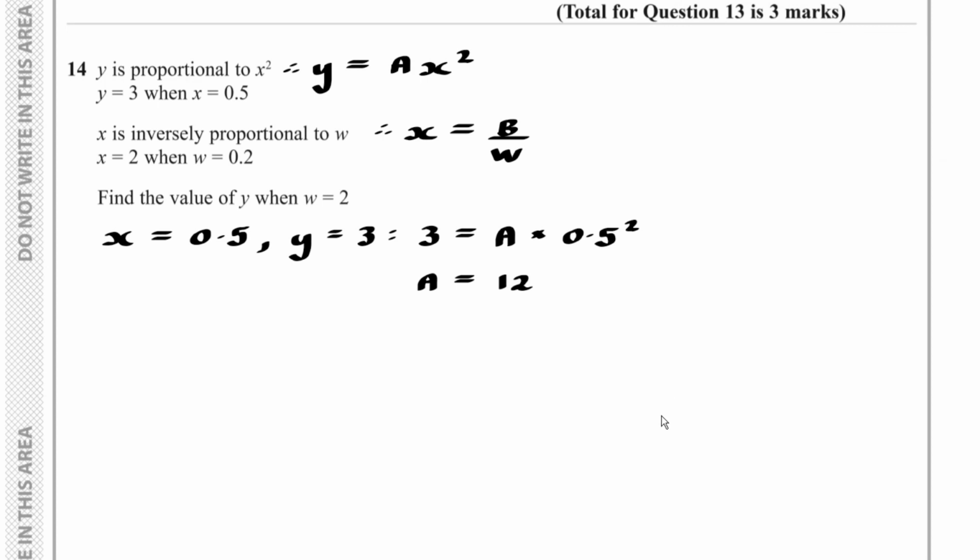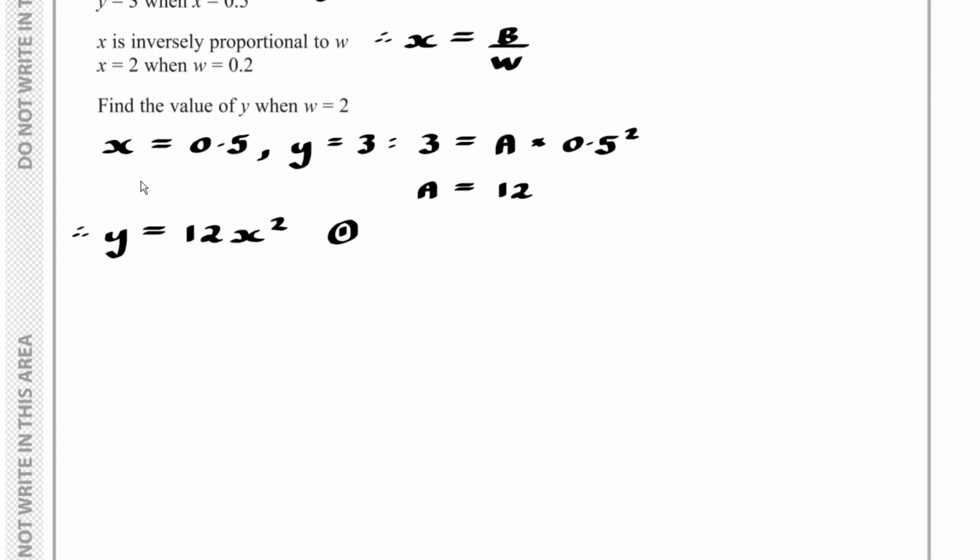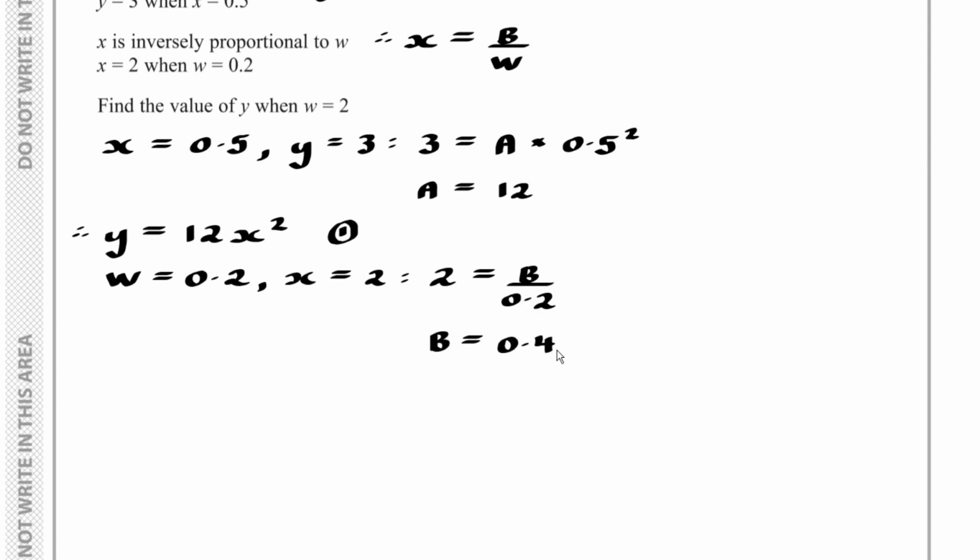So a is 12, meaning y is equal to 12x squared. Let's call this equation 1. Our second condition is w equals 0.2, x equals 2. And if I substitute this into here, I have 2 equals b over 0.2. And if I multiply 2 by 0.2, we will find b to equal 0.4. And if that's the case, x is equal to 0.4 over w. Let's call this equation 2.